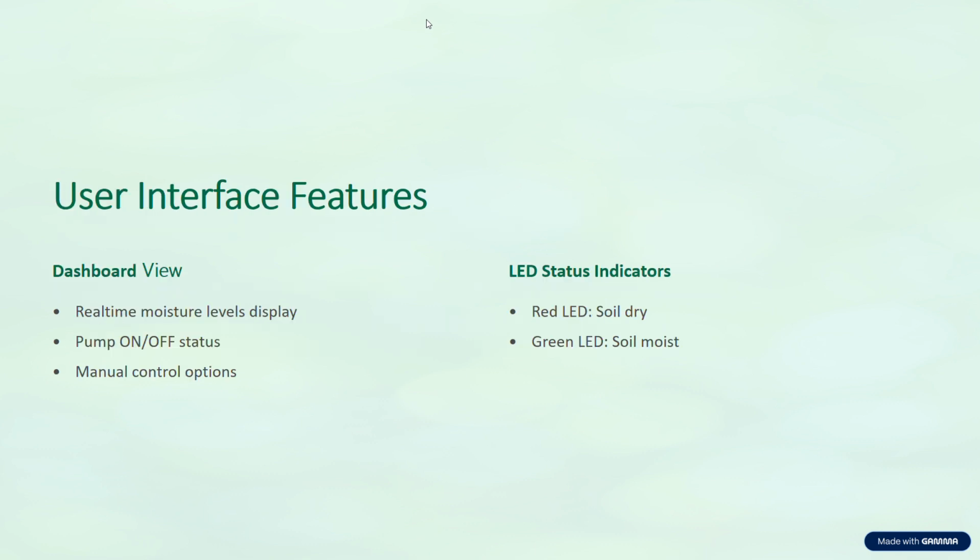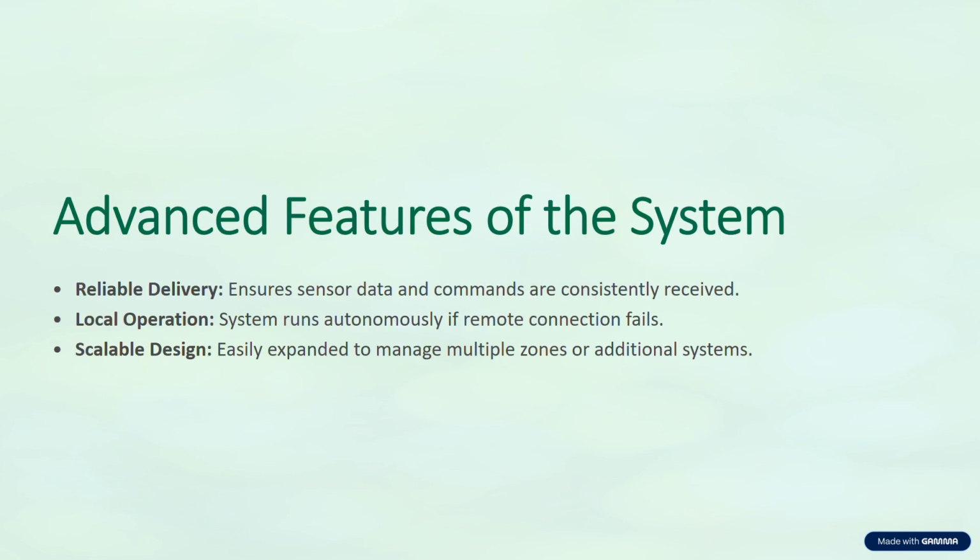The system interface includes a web dashboard or app to display moisture levels and pump status. You can also control the pump manually from here locally. The ESP32 uses LEDs to indicate soil status: red for dry and green for moist.